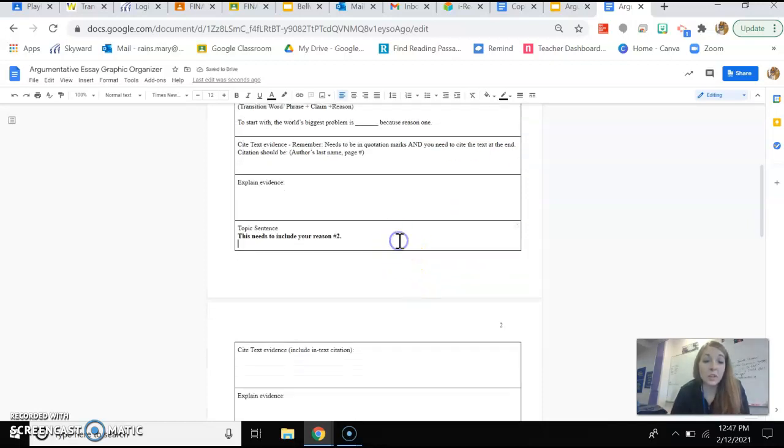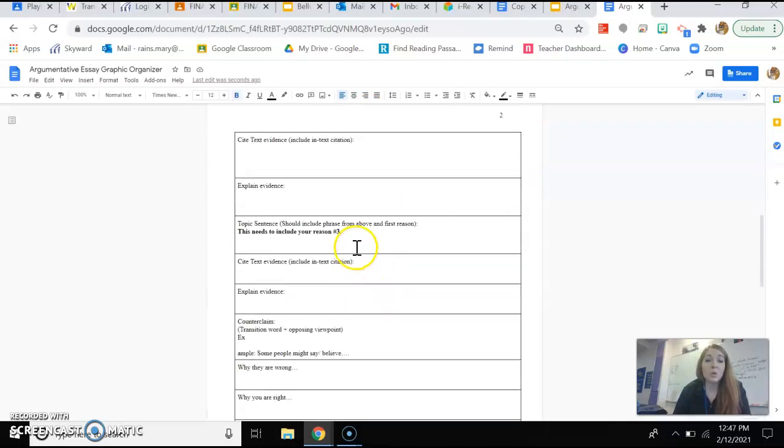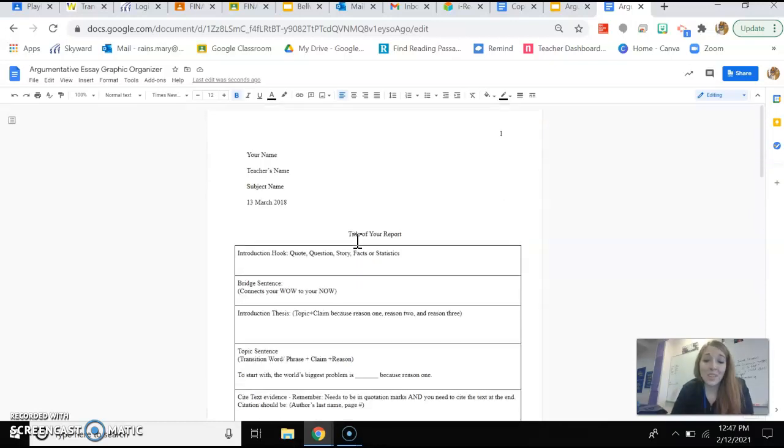And then when you come down here, you're going to pick another transition word or phrase, just like to start with, but something that talks about like in addition to, or furthermore, something like that. The world's biggest problem is, and then again, you're going to put your topic here, and then because reason 2. That's what's going to go here. And likewise with topic sentence number 3. So that's step 1 of how to write a 5-paragraph essay. If you have any questions, please let me know.